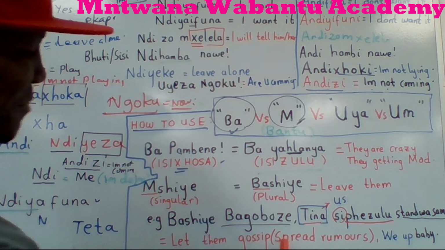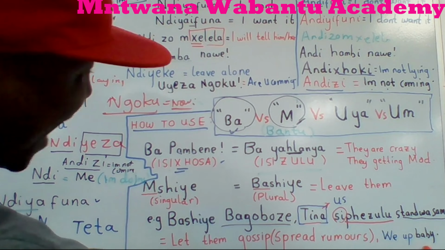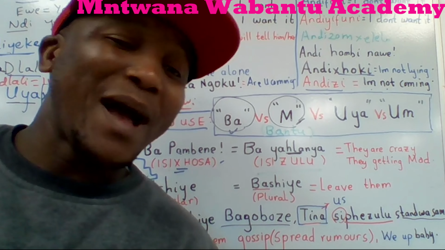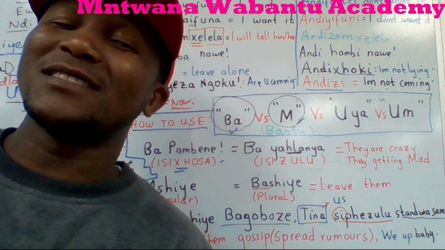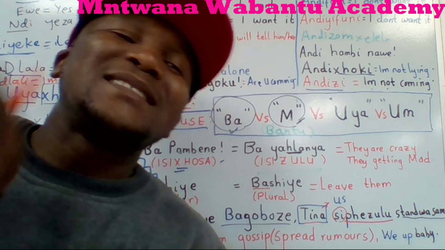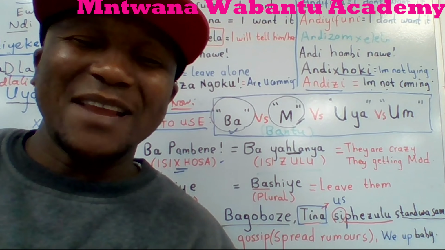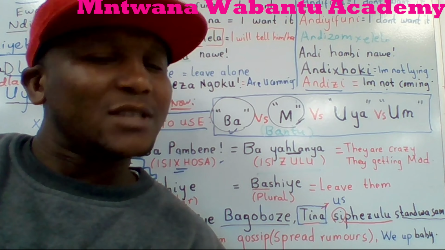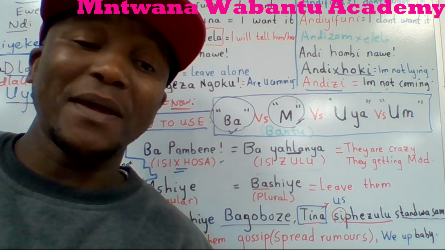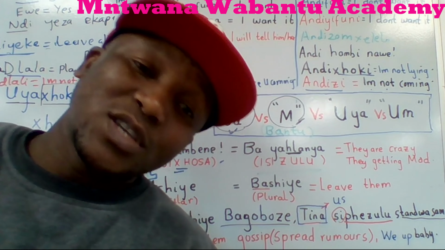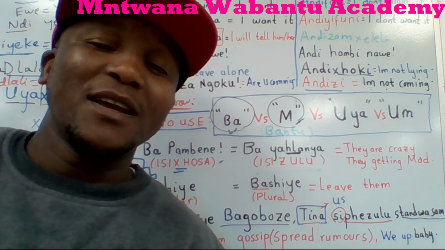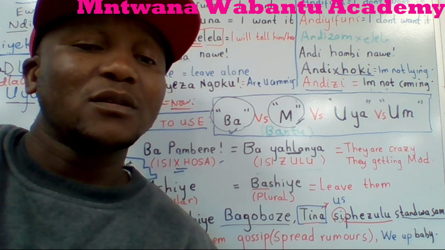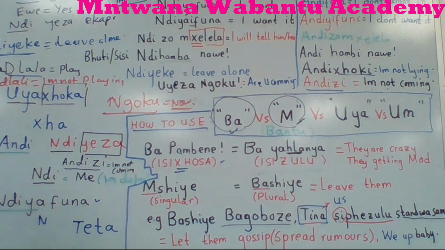Let them gossip. We are, baby. Bashi yabangoboze. Tina sipambili sithando sami. We front, we right there in front of them. Tina sipambili. Pambili means front. You may tell someone, you know, sipambili ngoku, I'm in front. You say to your wife, your girlfriend, supambili sithando sami, means you right in front. See, stuff like that. Now let's go for the next one.